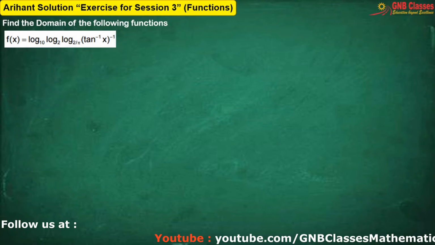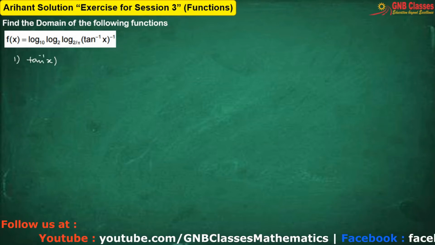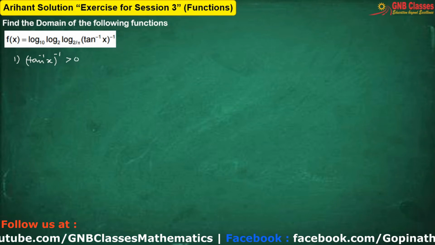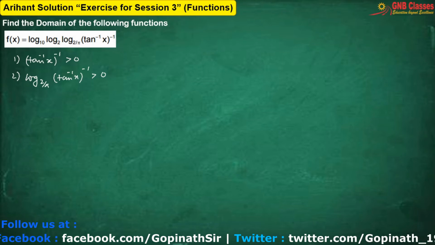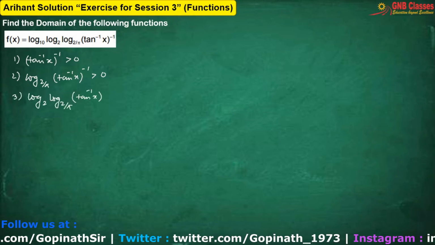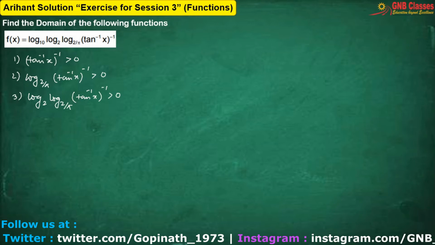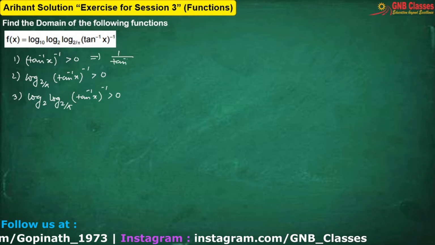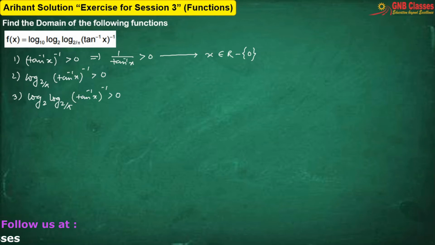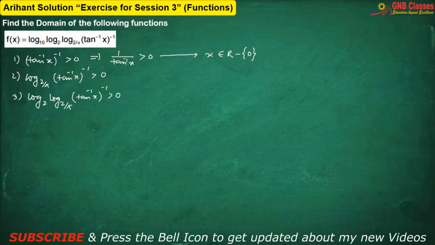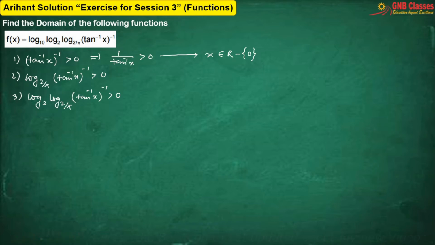To define this function, first, (tan inverse x) to the power minus 1 has to be greater than 0. Number 2, this has to be greater than 0. Number 3, this has to be greater than 0, right? Now, from the first one we can say that x belongs to any real number except 0. Is it clear? Because if x becomes 0, tan inverse 0 will become 0 and 1 by 0 will become undefined. So that is why x can take any real value except 0. This is from the first one.